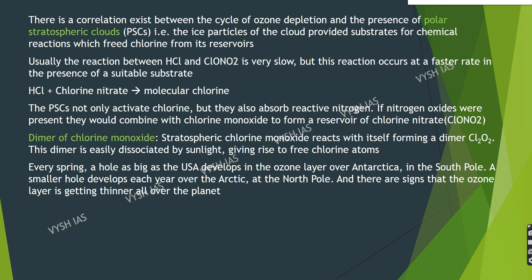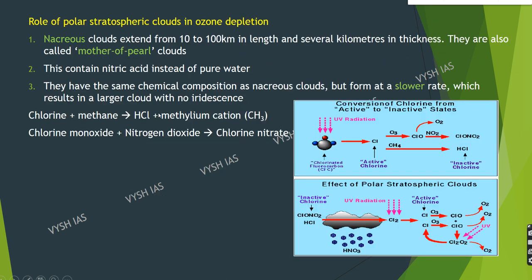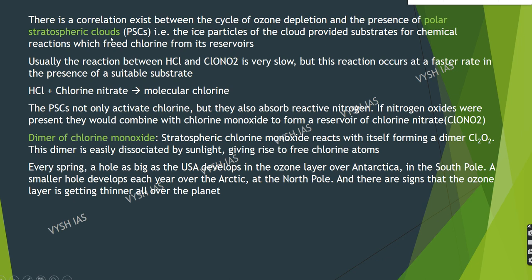There is a correlation between the cycle of ozone depletion and the presence of polar stratospheric clouds. That is, the ice particles of the cloud provide substrates for chemical reactions which free chlorine from its reservoirs. Usually the reaction between HCl and chlorine nitrate is very slow, but this reaction occurs at a faster rate in the presence of a suitable substrate, which is provided by the stratospheric clouds at the poles.